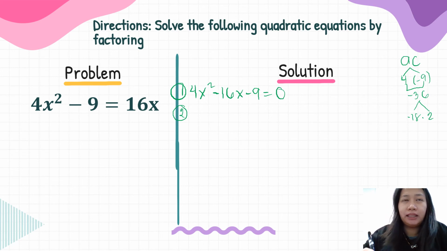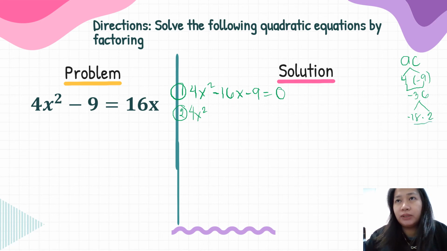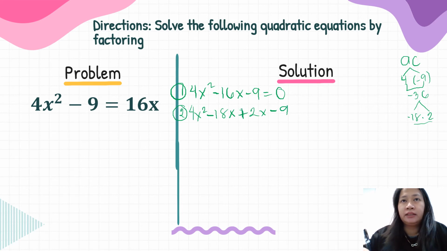And isusulat natin siya dito. 4x squared. Instead of writing negative 16x, itong dalawa ang isusulat natin. Lalagyan lang natin ng x. So, negative 18x plus 2x minus 9. Plus yan ha. And then, mag-group tayo. Yung group ha, yung magkapareho, yung may kapareho. Sila ang i-group. Si 4 at saka si 2 i-group ko. Si 18 at saka si 9 i-group ko.